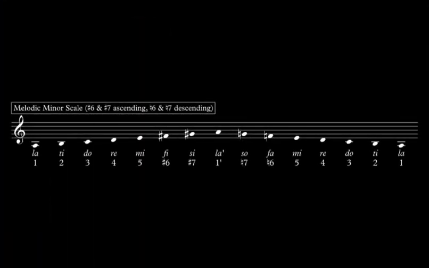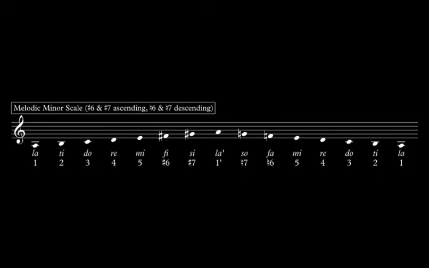The last type of minor scale that we're going to look at in this video is known as the melodic minor. It differs from most scales used in Western music, as its construction is altered depending on the melodic direction. Ascending, it is a natural minor with a raised sixth and seventh degree, while descending, the sixth and seventh degrees are lowered again, creating a descending natural minor scale.